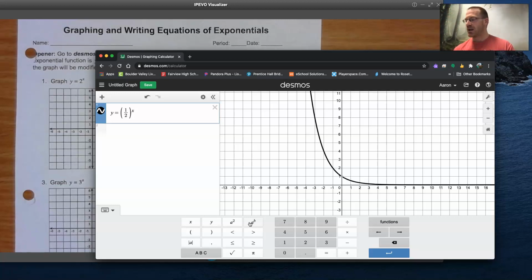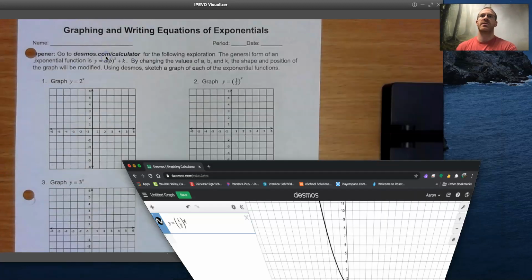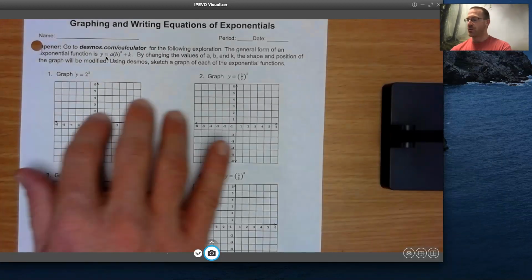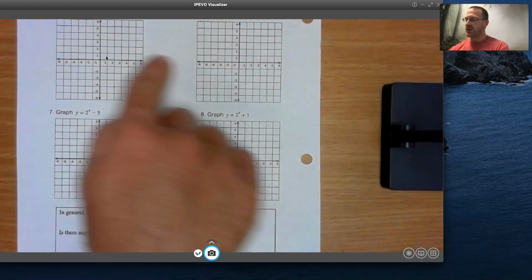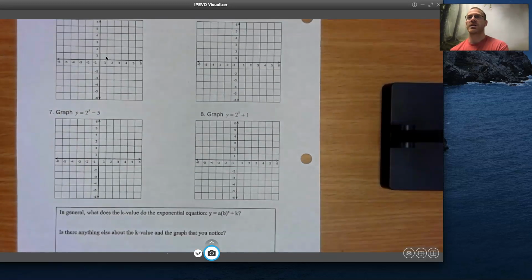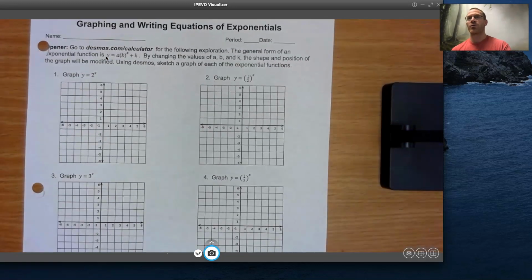So here's what I'd like you to do. Let me click Desmos out of the way here so you can see the paper. I want you to do problems 1 to 4. Answer the questions here. Flip it over and do questions 5 to 8. Answer those questions, and once you finish that, turn the video back on. We'll go through this and see how you did.